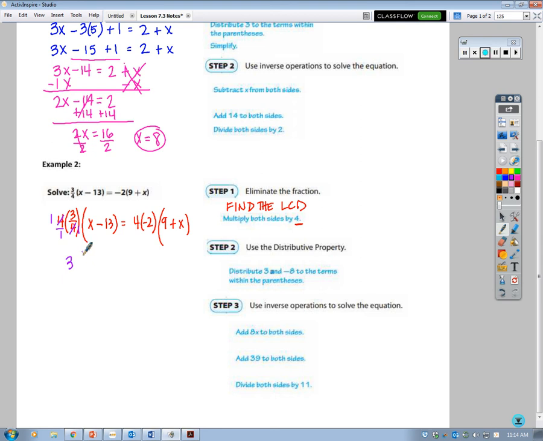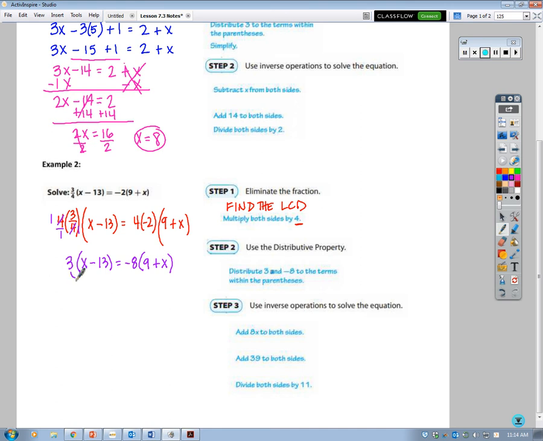Right? So now I've got 3 times x minus 13 equals 4 times negative 2 is negative 8 times 9 plus x. Okay? So now I'm going to use the distributive property. Now that I eliminated the fraction, I'm going to use the distributive property. You could have switched these and distributed and then eliminated. That would be fine. Do whatever method works best for you.